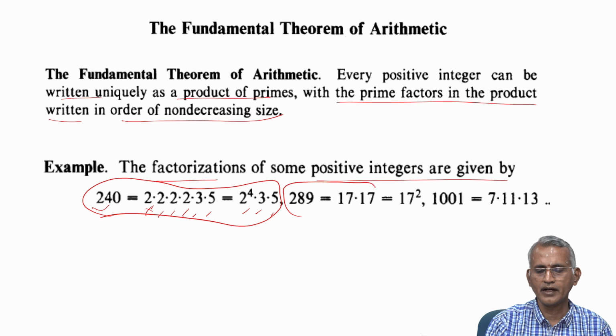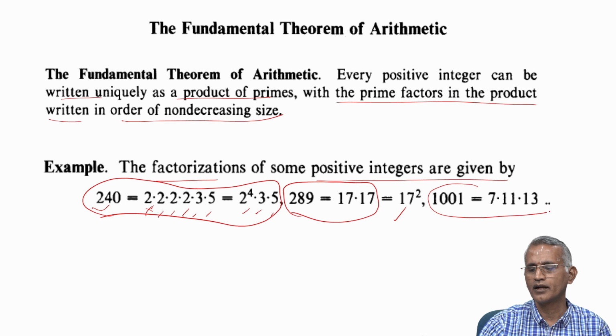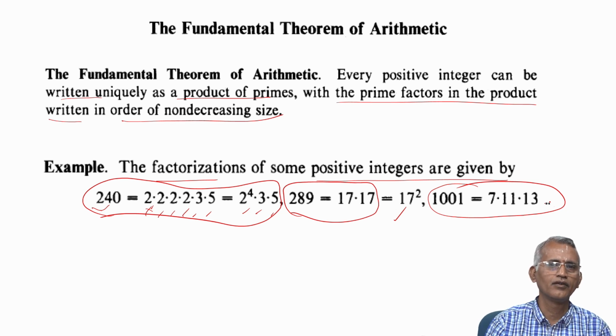And similarly, 289 can be written as 17 into 17, which is equal to 17 square, and 1001 can be written as 7 into 11 into 13, and so on. This way we can split the composite number into prime power factors, and that is the meaning of the fundamental theorem of arithmetic. That is, every positive integer can be written uniquely as the product of primes, with the prime factors in the product written in order of non-decreasing size.